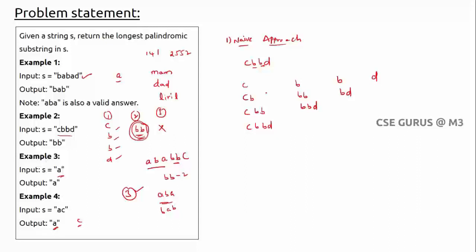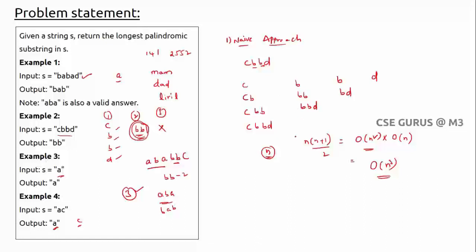So totally, if there are n characters, you will get n into n plus 1 by 2 as the answer, right? So these many substrings you will get, which is of the complexity of n square, and for each one you have to find whether it's a palindrome or not. Again the complexity is n. So totally the complexity is n cube, right? This is the complexity you will get when you go for the naive approach, which is of course a brute force, simply taking each substring and finding out.